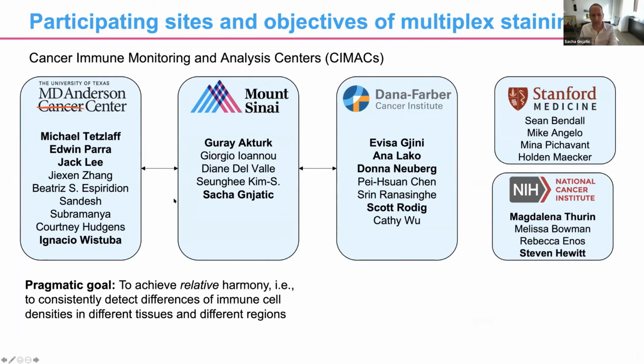And so I want to immediately acknowledge the people who were involved in this harmonization effort, and most particularly Michael Tetzlaff, who is really leading all of this harmonization for immunohistochemistry at MD Anderson, who's now left but continues to work with our network. Edwin Parra there as well, Jack Lee as the statistician. Guray Akhturk was a pathologist in our group who led all our efforts at Sinai, and Evisa, Jeannie, and Anna Lacco, as well as Dana Neuberg for statistics in the group of Scott Rodig, have participated in our Farber.